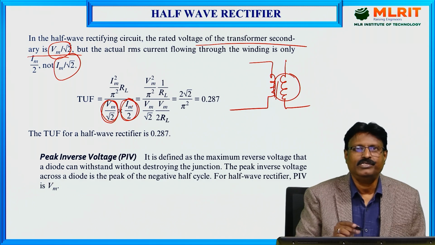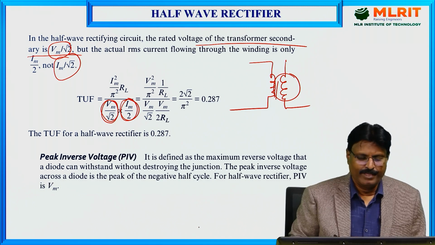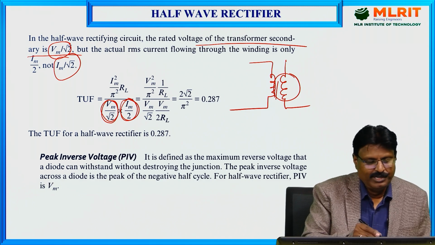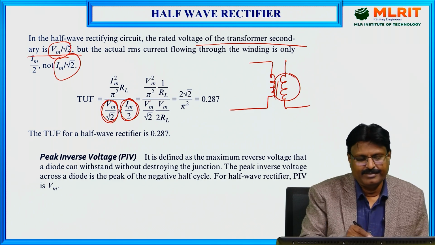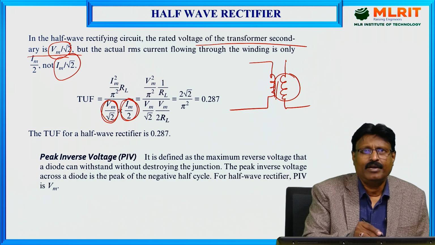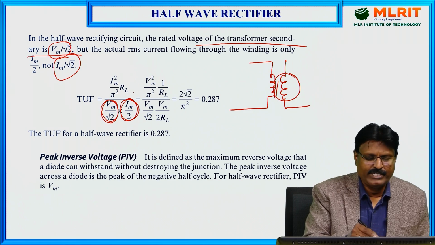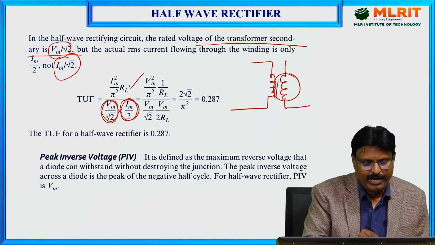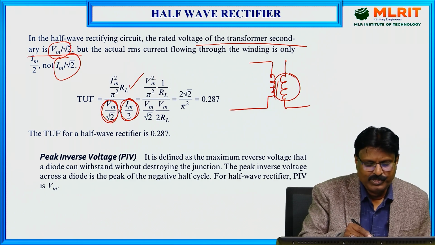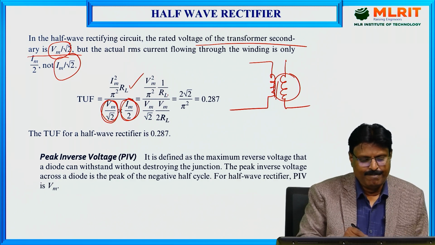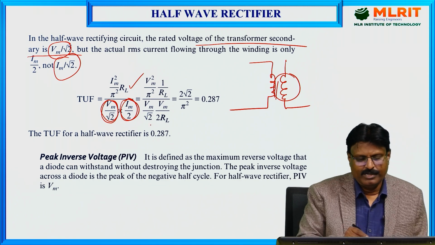Why? Because it is a half-wave rectifier. So if you go for the calculation here, Im square by pi square is PDC. PDC is Im by pi whole square, Im square by pi square into RL. And here Vm by root 2 into Im by 2. So you will be getting Vm square by pi square into 1 by RL. And here Vm by root 2 is there, and Im is there.